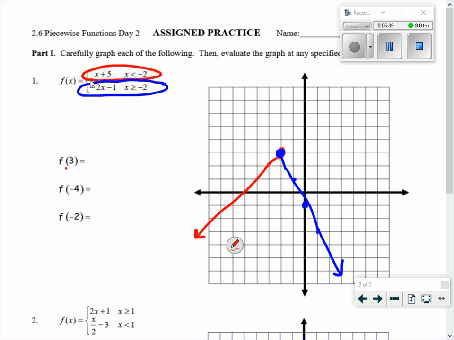So let's think how I would figure this out. My x is now 3, so I'm inputting 3. How is x 3? It told us in this problem right here. F of 3, remember that means your x is 3.